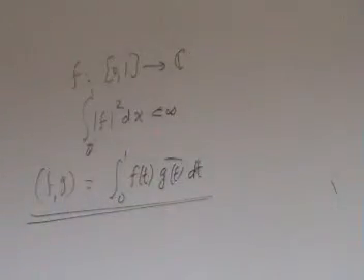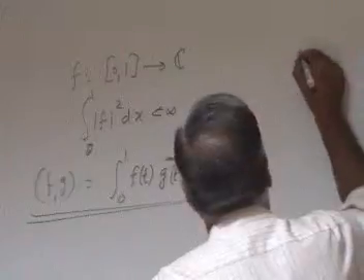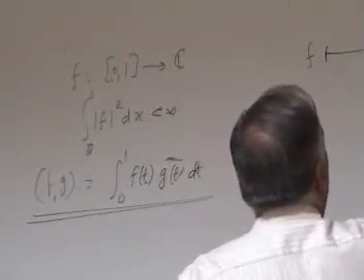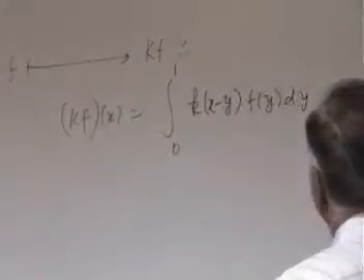Now a whole class of operators do this. Now suppose I look at f going to Kf, where Kf is defined as its value at any point x in [0,1] by the integral from 0 to 1 of k(x minus y) f(y) dy. This is some kind of a convolution, but only in the range 0 to 1. It's a finite convolution. And if k, let's take a very simple version.